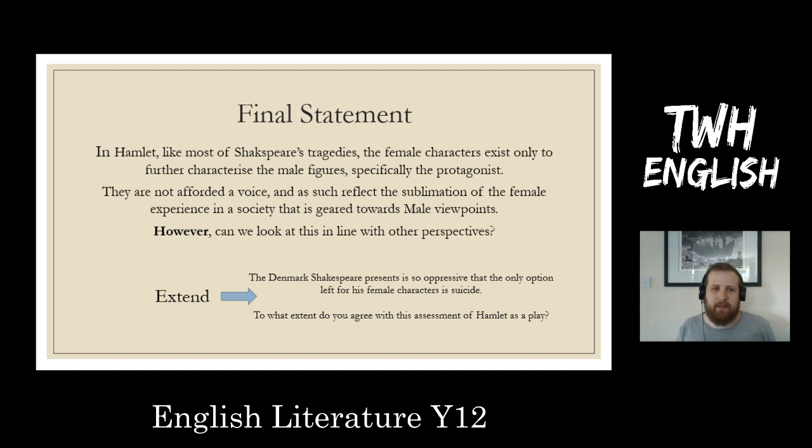And to extend this, I gave you this question last week on your things: that Denmark as Shakespeare presents it is so oppressive that the only option left for his female characters is suicide. To what extent do you agree with this assessment of Hamlet as a play? You can look at all of Showalter's theories around this. It would be really helpful to look at other writers and other ways in which she has been given more of an outlet in narratives.